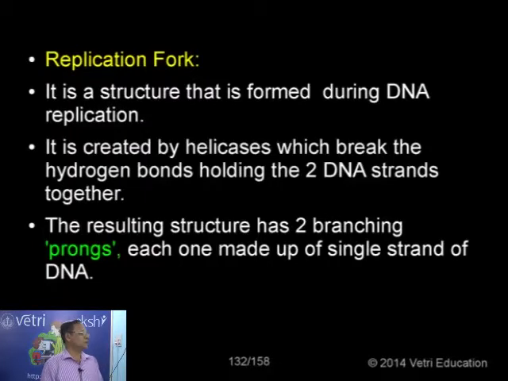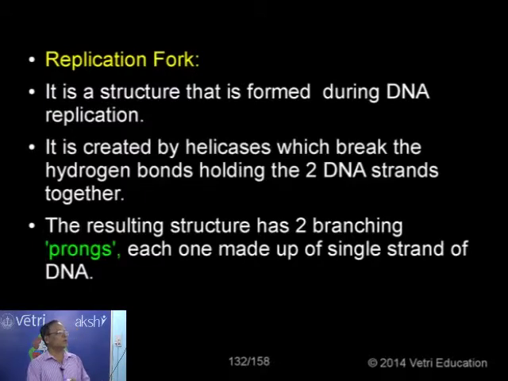So what do you mean by a replication fork? Normally it is a structure that is formed during DNA replication. We have the two strands of DNA which are normally held together by hydrogen bonds. Now the enzyme helicase, whose function we have seen, creates the replication fork. How? By breaking the hydrogen bonds between the two complementary bases of the double helical DNA. So the replication fork is created by the enzyme helicase, responsible for breaking the hydrogen bonds which hold the two DNA strands together.